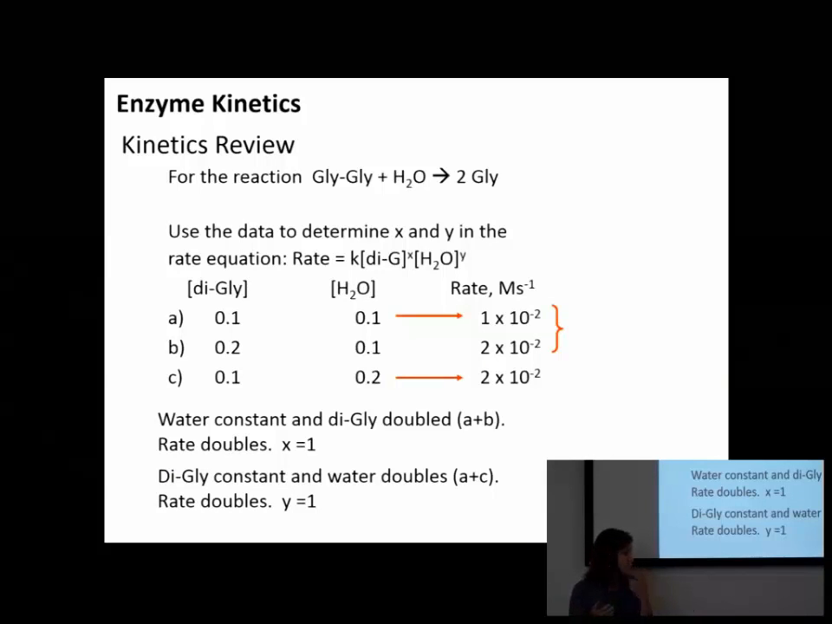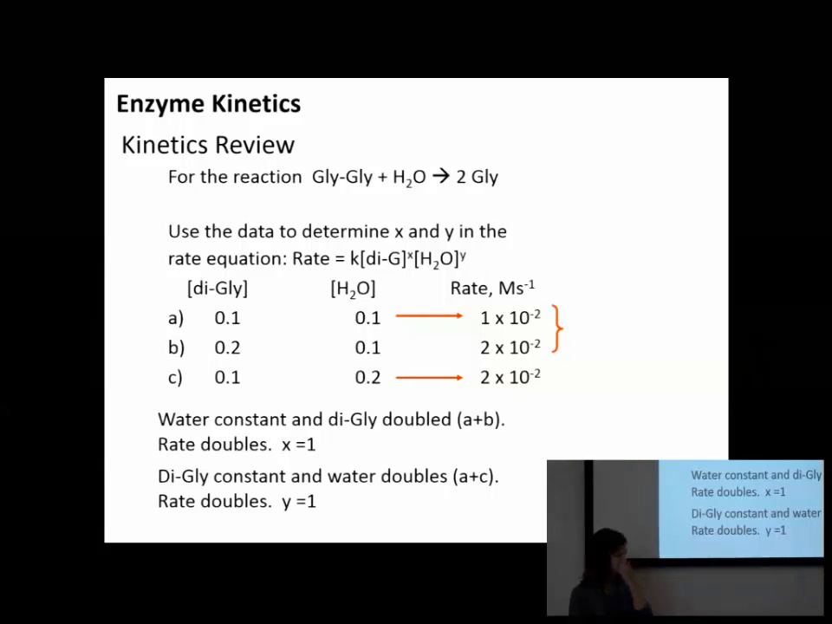So say, for some reason, it was first order with the diglycine and second order with the water. It would mean that water would have to be in 2 collisions, and the diglycine would be in 1 collision for the mechanism of the reaction.